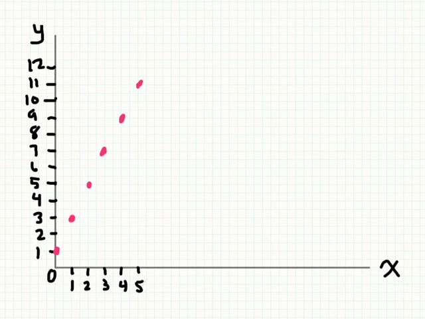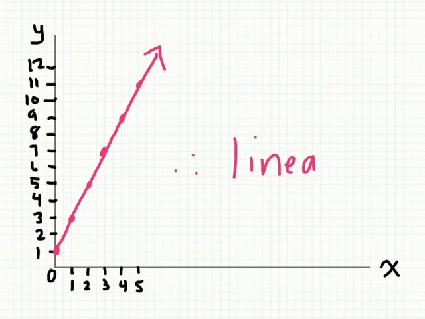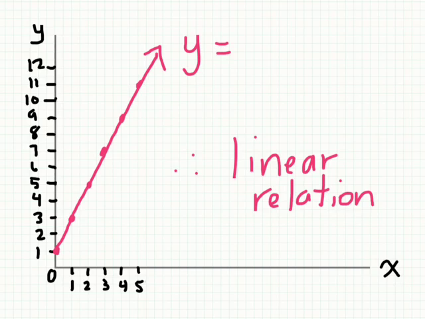I think I plotted the points properly. It's hard to see, but does it form a straight line? Yes. We can take a ruler and connect the points and see that they do form a straight line. Therefore, we know that this has to be linear. This is a linear relation, and it was represented by the equation y equals 2x plus 1. So this graph is represented by that equation.